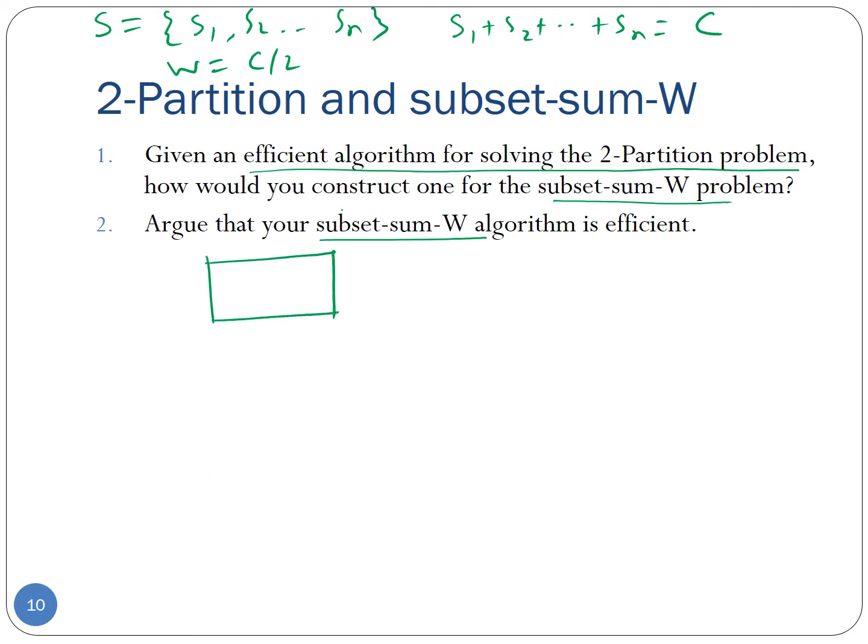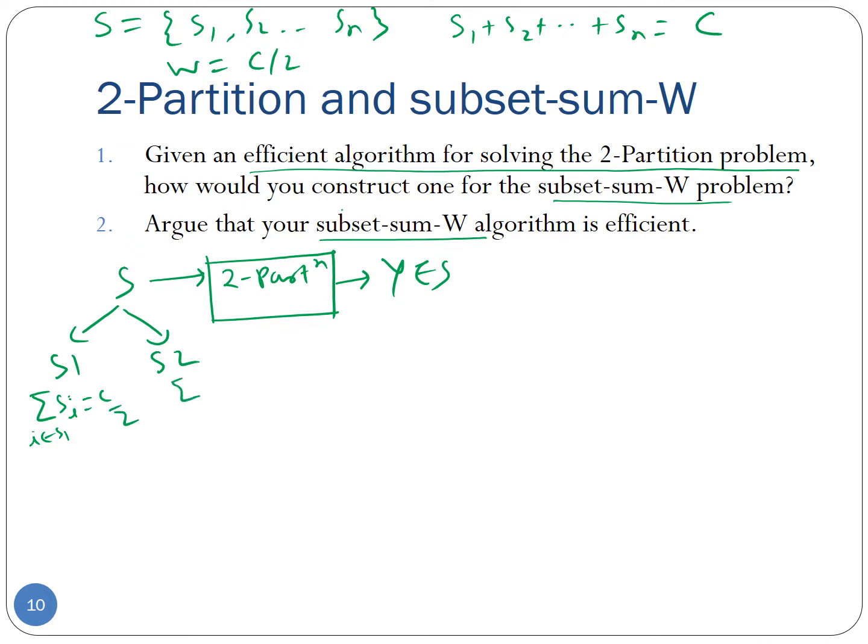So basically if you have this black box that can solve the two partition problem, you will simply feed in this set S and ask whether a two partition of this set is possible or not. Now if this algorithm says yes, it means it is possible to partition S into two subsets S1 and S2 such that all of the elements in S1 add up to C by 2, and similarly all the elements in S2 also add up to C by 2, right? So this is a straightforward problem to solve. In this case, if the two partition algorithm said yes, the answer to your subset sum W is yes. If it says no, then the answer to your subset sum W is also no.